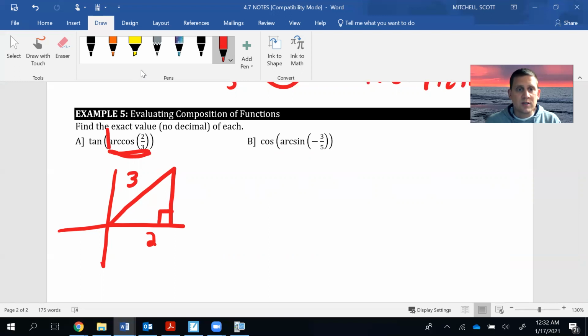Well, now I need to find my other side. So Pythagorean theorem says 3 squared equals 2 squared plus b squared. So this is 9 equals 4 plus b squared. So 5 equals b squared. So this side is the square root of 5.